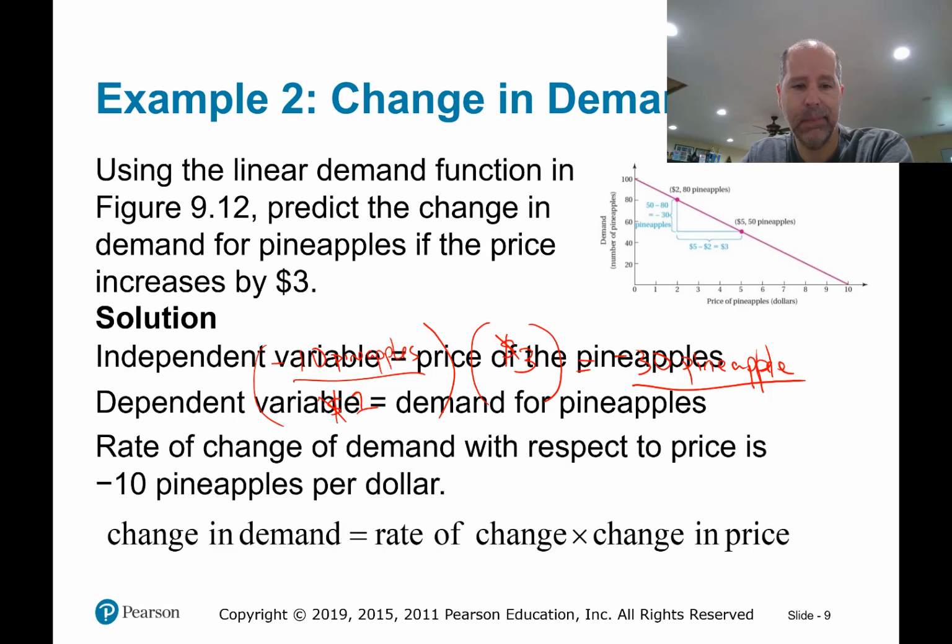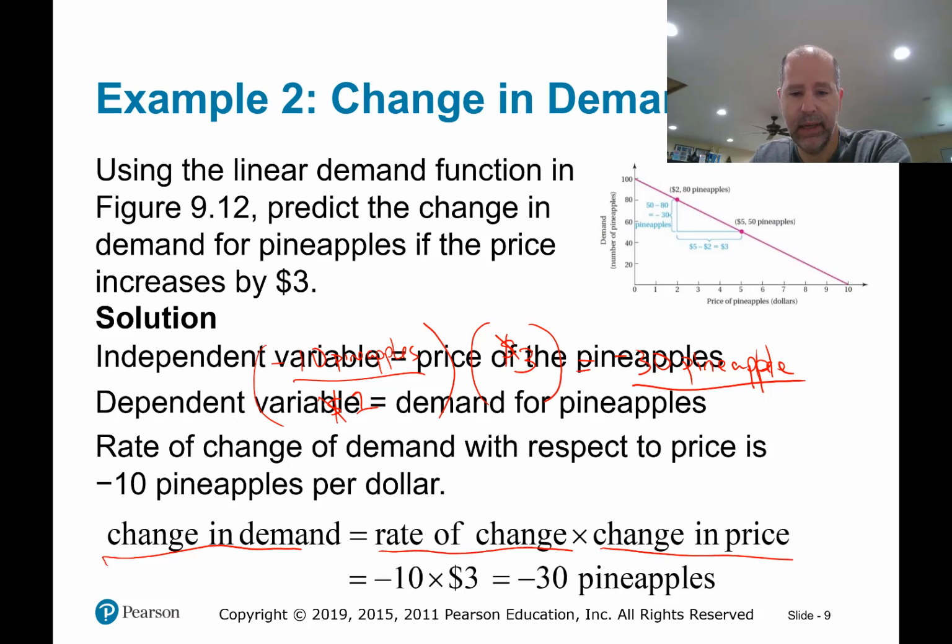Okay, so again, the independent variable is the price of the pineapples. The dependent variable is the demand for the pineapples, that's the sales. And then the rate of change in the demand with respect to price is negative 10 pineapples per dollar. And then the change in the demand, so here's our formula, equals the rate of change times the change in the price. And so we get negative 30 pineapples.